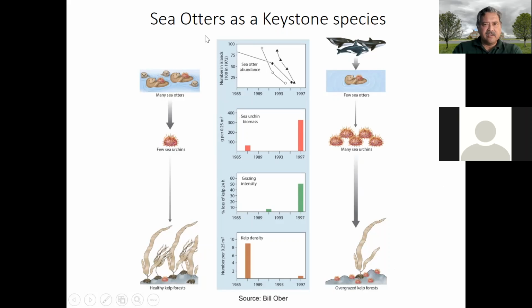And so that's why sea otters are known as a keystone species, because just like if you take out the keystone of an arch, the whole arch drops and falls apart. If you take the sea otters out of the environment, then the whole environment goes to pot, and you see that the kelp forest is disappearing.